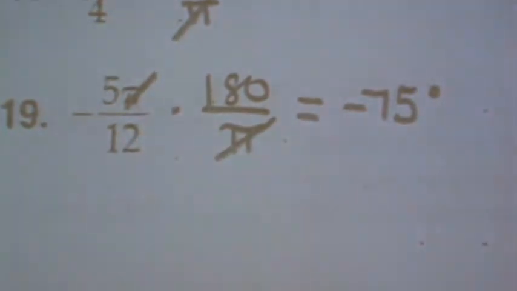Next one. Pi's cancel. What'd you get? I got negative 75 degrees. Number 13. Negative 18 degrees. Make sure you put that bubble in there.